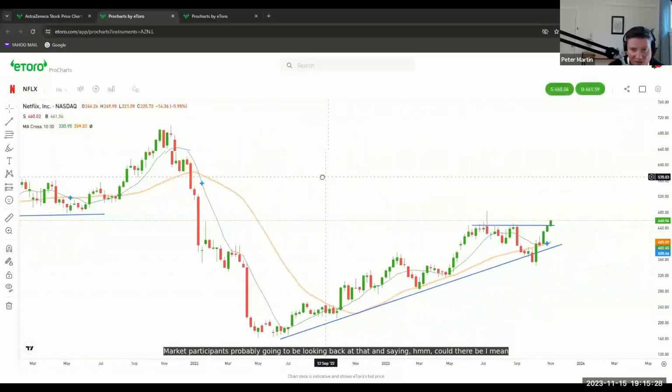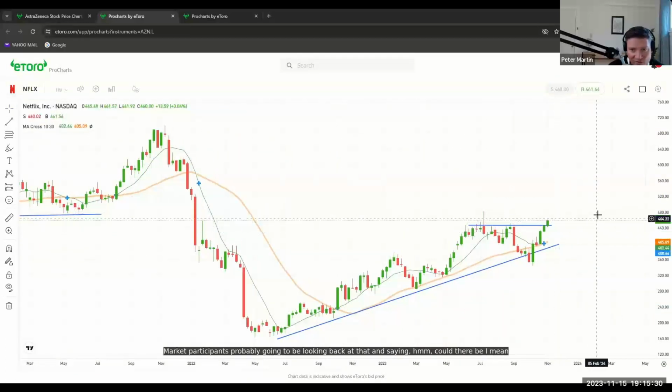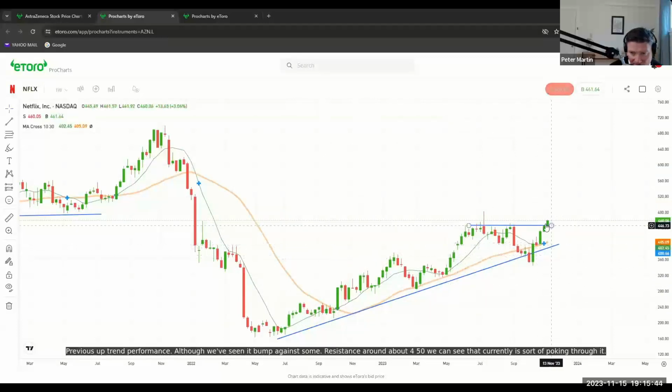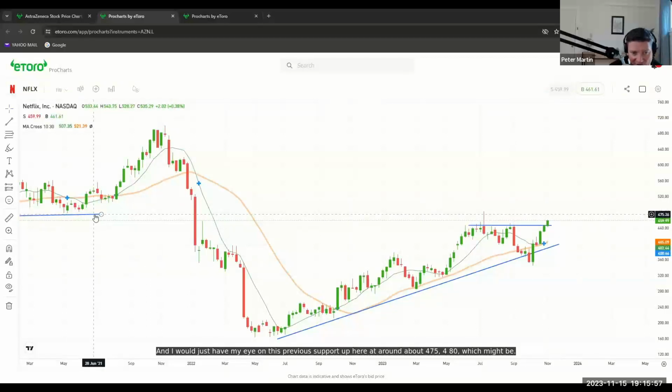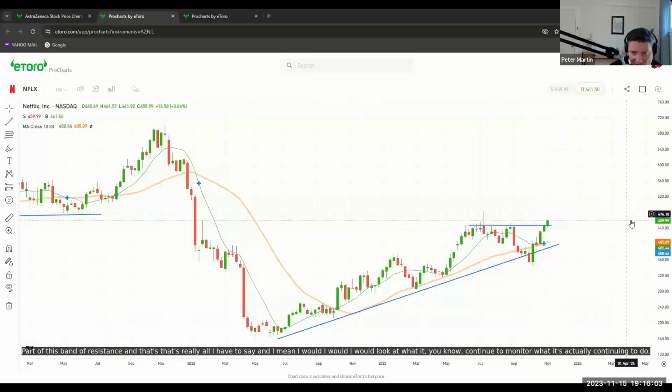Market participants are probably going to be looking back at that and saying, could there be... So the indicators are currently showing nothing to suggest there's an end yet to this previous uptrend performance. Although we've seen it bump against some resistance around 450, currently it's poking through it. And I would have my eye on this previous support up here at around 475, 480, which might be part of this band of resistance. And that's really all I have to say on it.